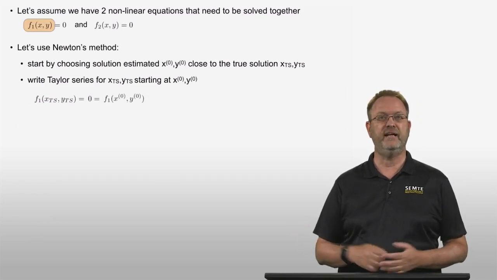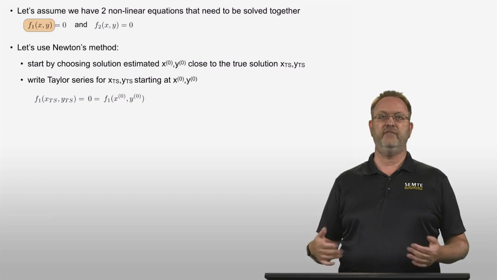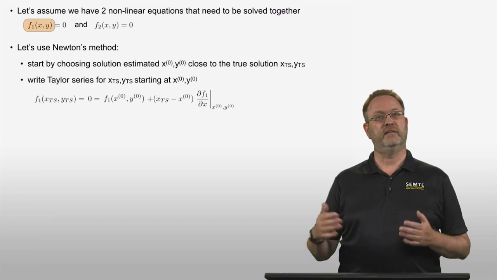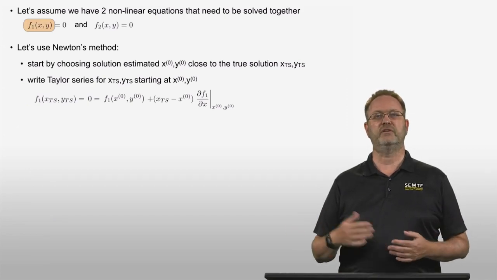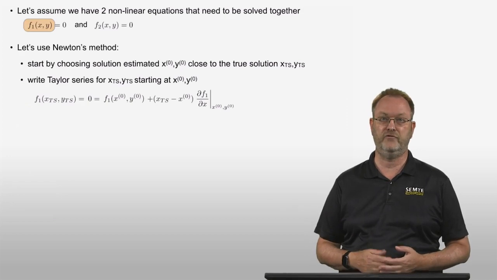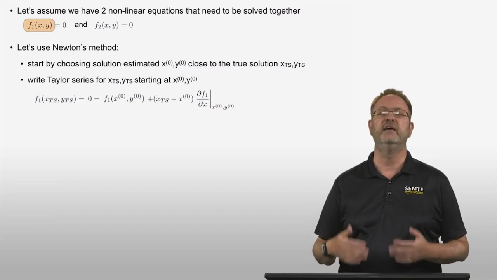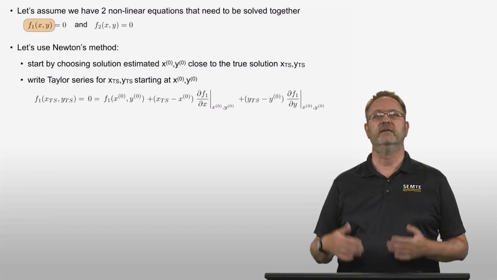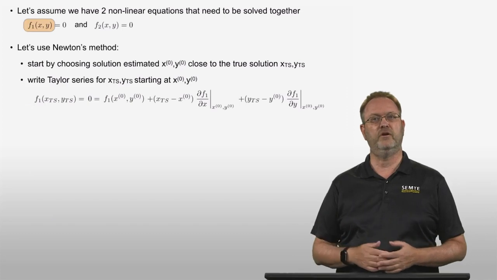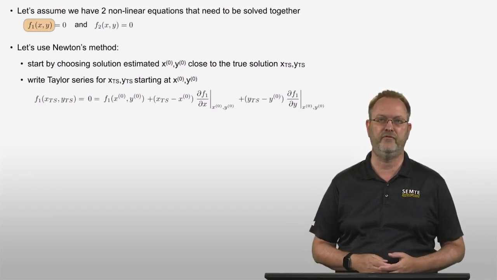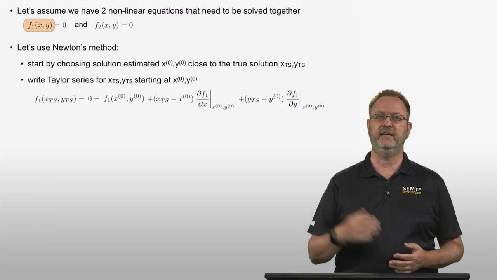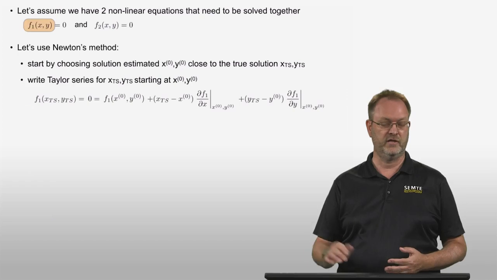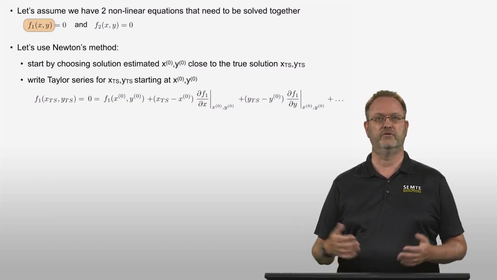And that then, using the Taylor series, would be f1 evaluated at our initial guess x0, y0, plus the distance x true solution minus x0 times the partial derivative of the first function with respect to x, evaluated at our initial guess x0, y0, plus the distance y true solution minus y0 times the partial derivative of f1 with respect to the second independent variable y, evaluated at our initial guess x0, y0. And then we have infinitely many terms in order to make that an equality.